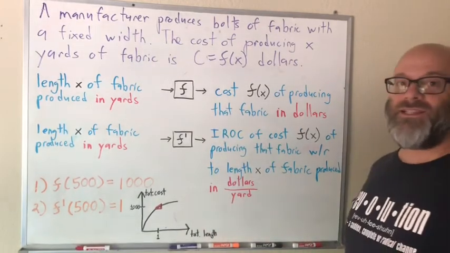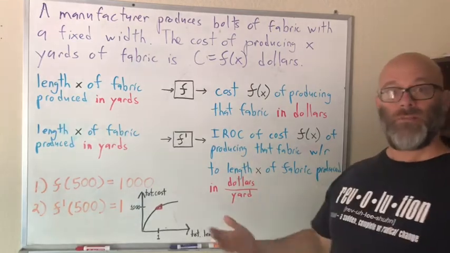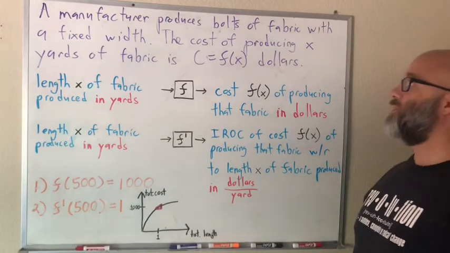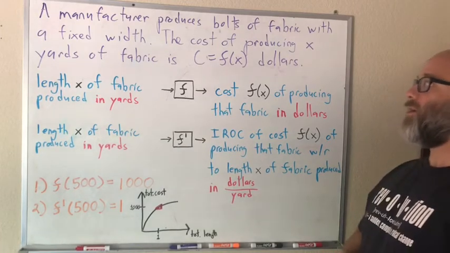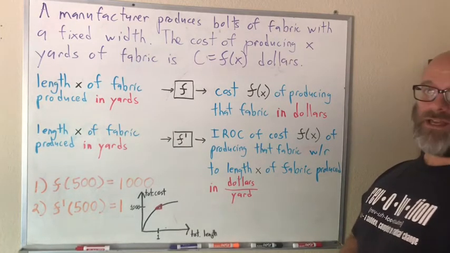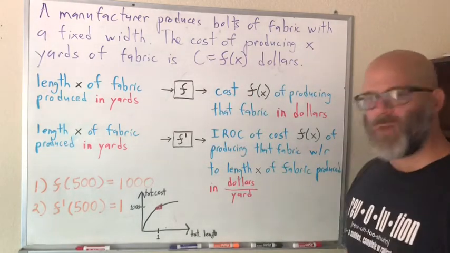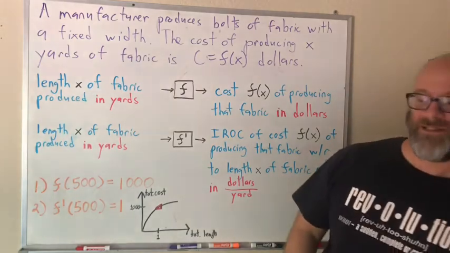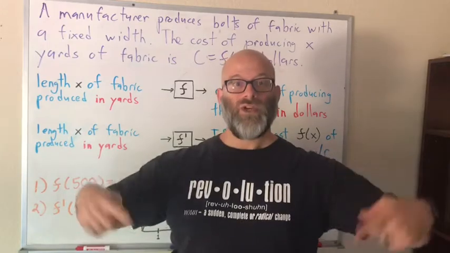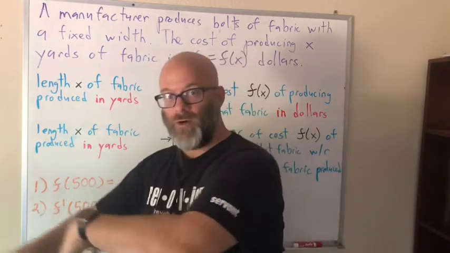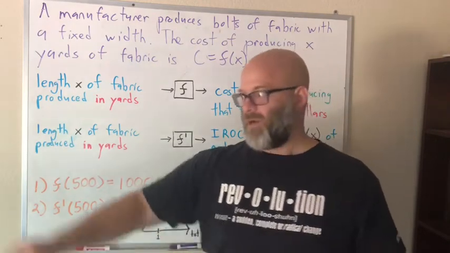All right, folks, check out this example, a little less familiar, right? You'll see how formulaic derivatives are in word problems. A manufacturer produces bolts of fabric with a fixed width. The cost of producing x yards of fabric is f of x dollars, and f of x is nicknamed C for cost. Okay, make sure we understand here what a bolt of fabric is. Have you ever been to Joann's Fabric? It's rolled up like wrapping paper, and you unroll the bolt, and then you say you want this many yards of it. They cut it off, you take that home.